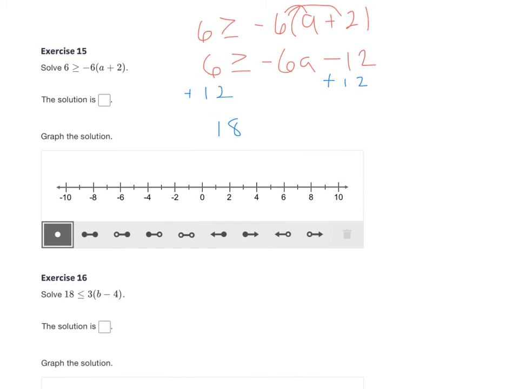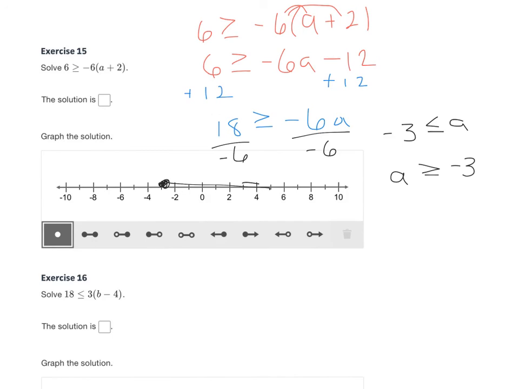That gives me 18 greater than or equal to negative 6a. The inverse of multiplying by negative 6 is dividing by negative 6. So we're going to have negative 3. We have to flip the inequality, so that's going to be less than or equal to a. And now we got to flip the whole equation. A greater than or equal to negative 3. Negative 3 will have a closed circle, and the direction will be to the right.